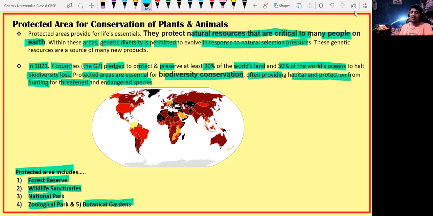Okay, I want everyone to take a screenshot of that because it is very important, beta. You have to know that data. G7 countries have provided about 30% of the land area and 30% of the ocean area where no hunting activity is going to take place by the people. Yeah, so take a screenshot, everyone.